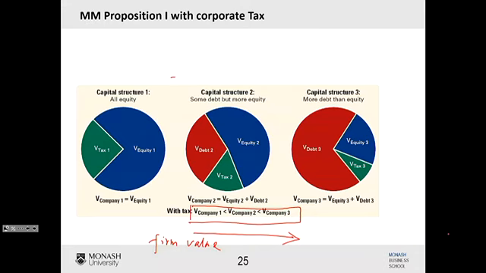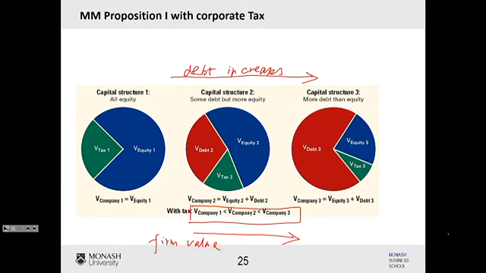As that increases, you see that the blue piece on the left-hand side, which is equity, is the largest one. And it gets smaller, and the firm value increases and increases. As long as you reduce the capital structure, you see that that's a huge jump.